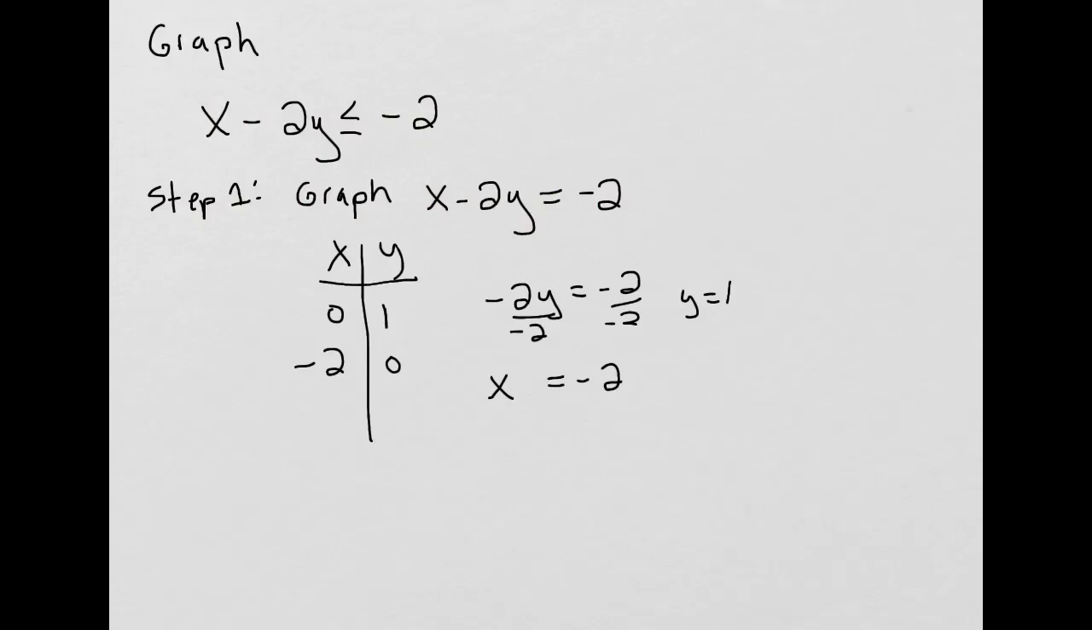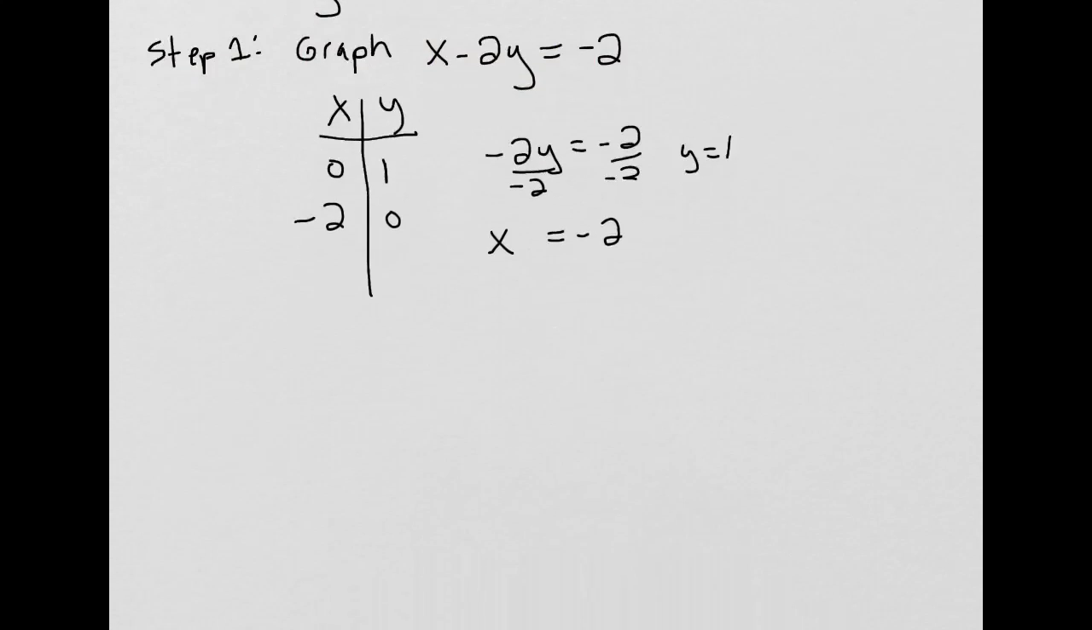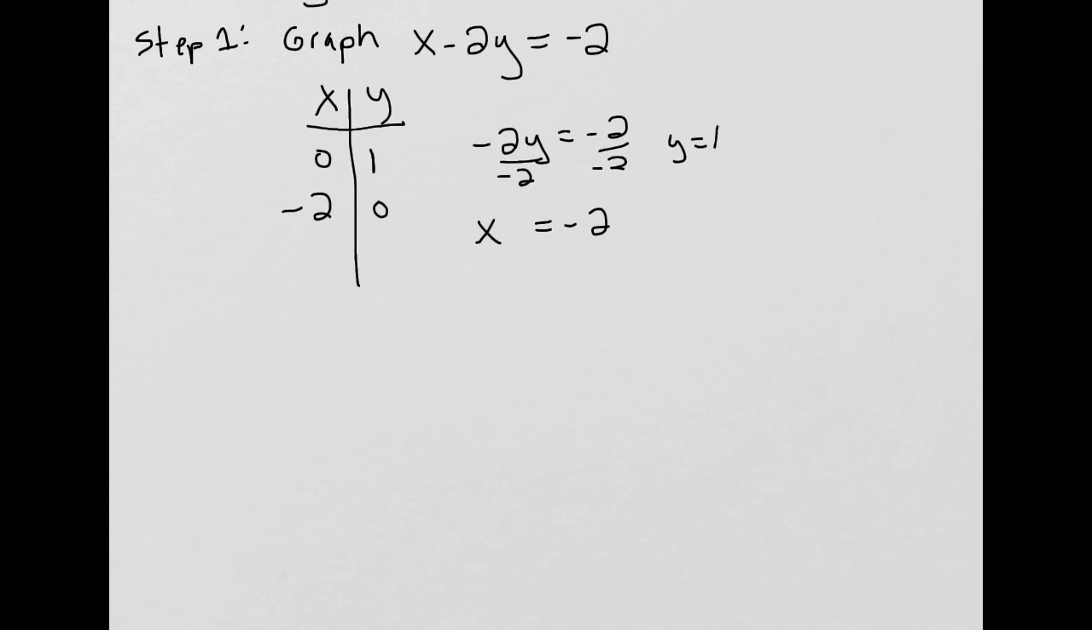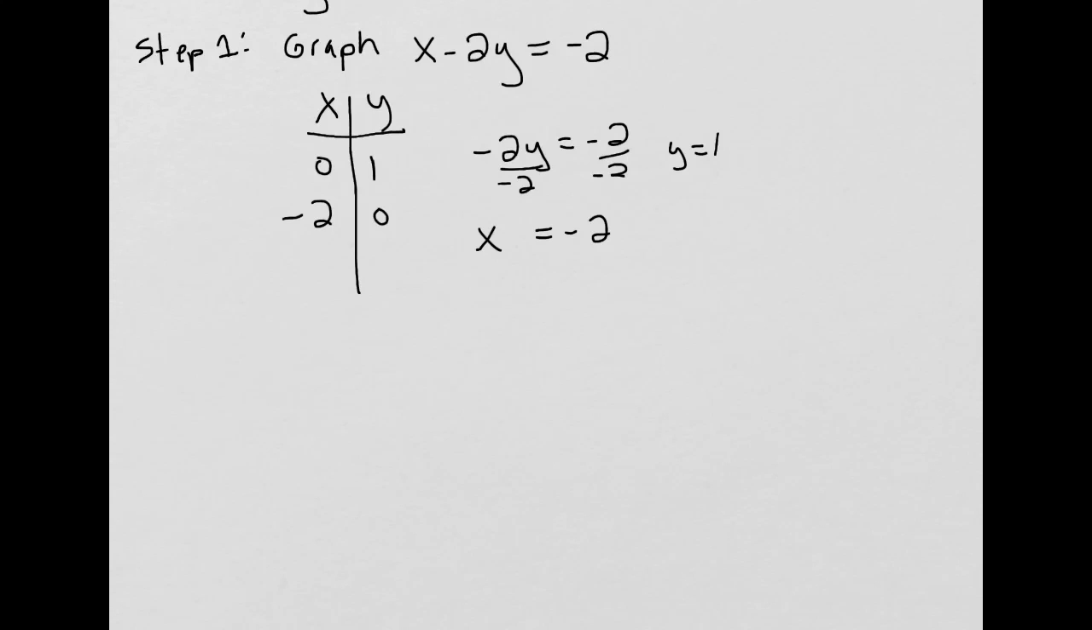Now I've got 2 points, and that's really all I need in order to graph this line. We could have also put the equation in slope-intercept form, or picked other values to plug in for x, but this works just fine. So (0, 1) is one of my points, and (negative 2, 0) is another point. The graph is going to go through those 2 points.